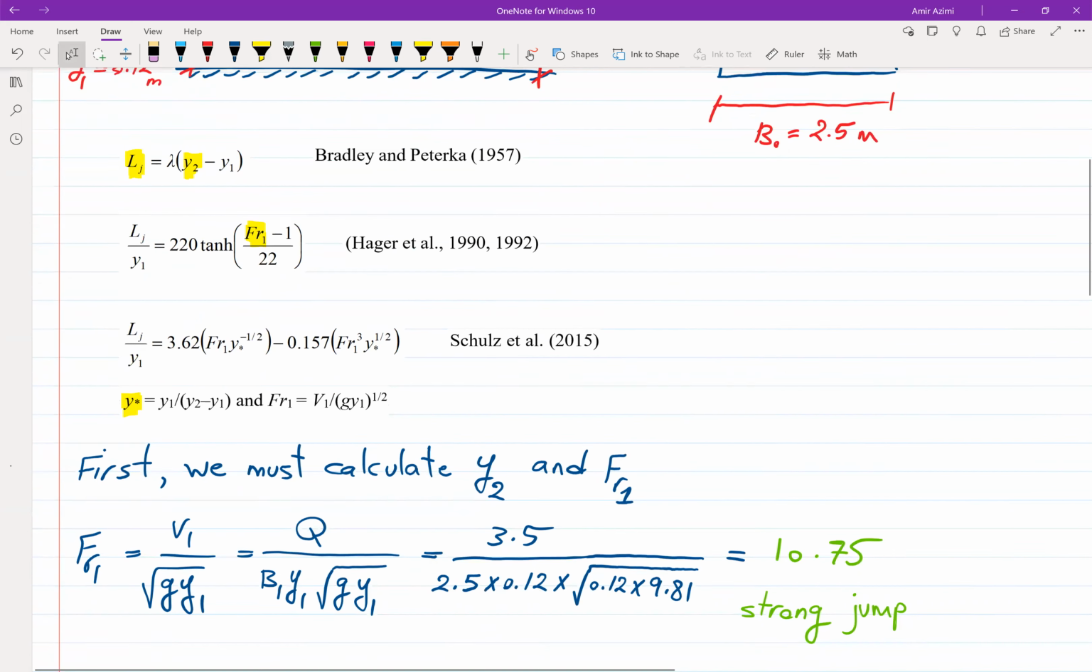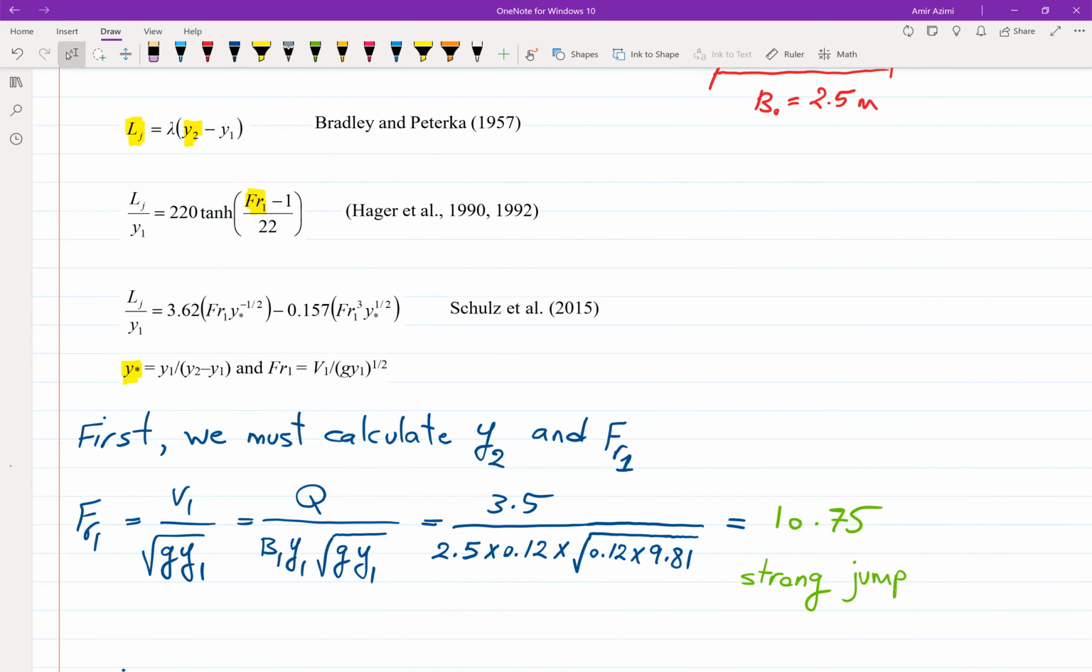We know that the Froude equation for a rectangular cross section is V1 divided by the square root of gY1. I can also incorporate the continuity equation and write V1 as Q divided by area, which gives the same thing. So the Froude number is 3.5 divided by 2.5 times Y1, which is 0.12, multiplied by the square root of 0.12 times 9.81. That gives you a Froude number of 10.75, which is considered a strong jump.